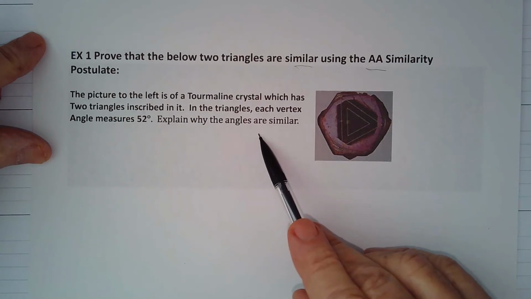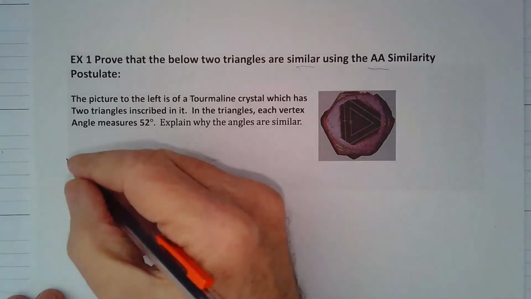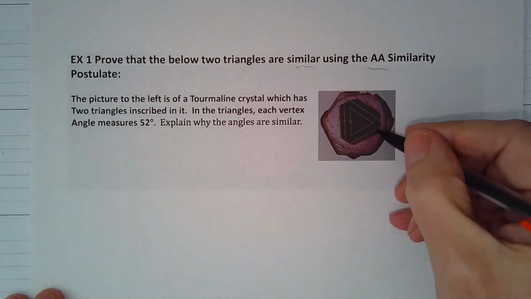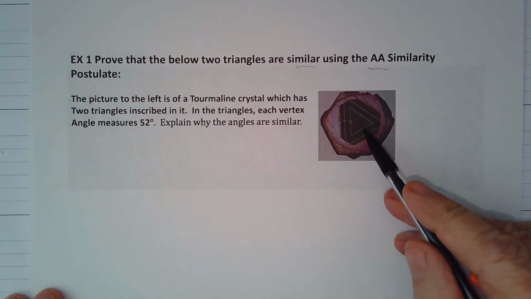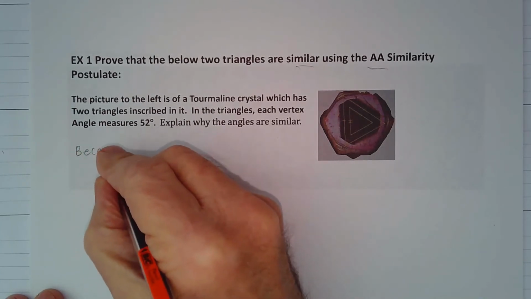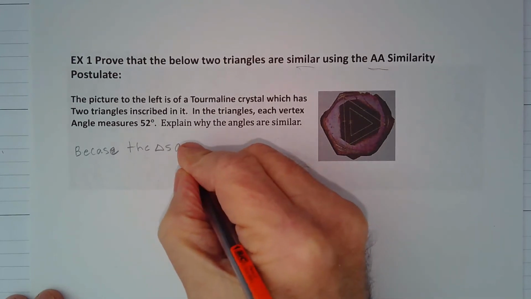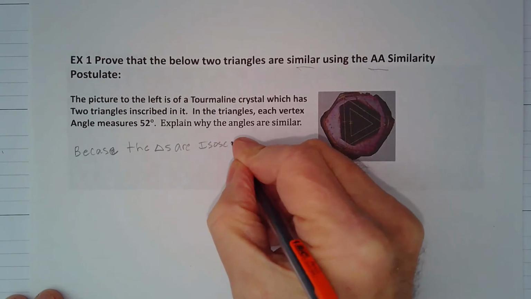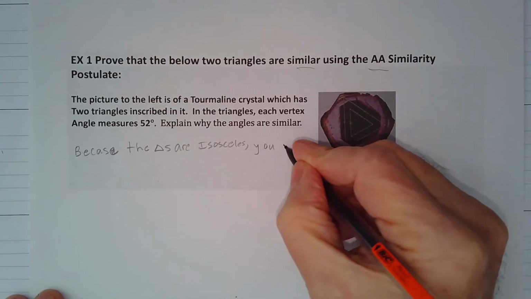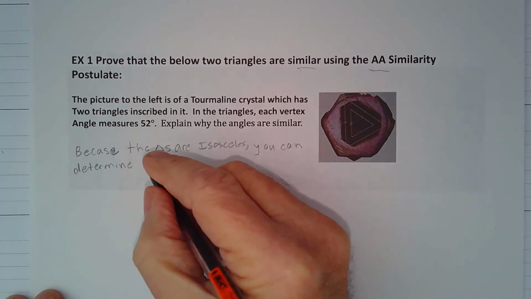So why are the angles similar? That's the question. What's the answer to that? Well, in short order, it's going to be the angle-angle postulate. What we can do is say, because the triangles are isosceles. Why are they isosceles? You can see there are tick marks in here to show that they're isosceles. Because the triangles are isosceles, you can determine that each base angle is 64 degrees.